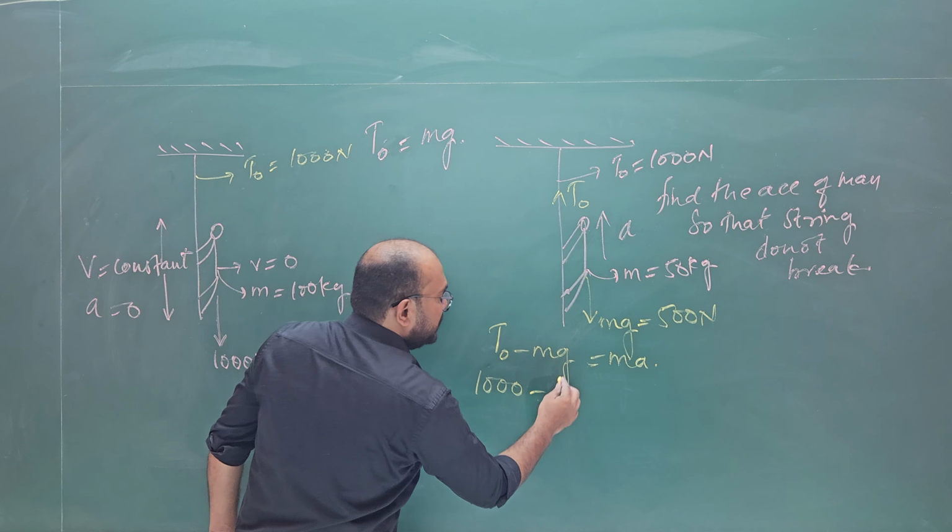If the man is moving with an acceleration of 10 meter per square second in the upward direction, till then the string won't break. Smaller than this acceleration, it never breaks. Greater than this acceleration, definitely the string will break down.